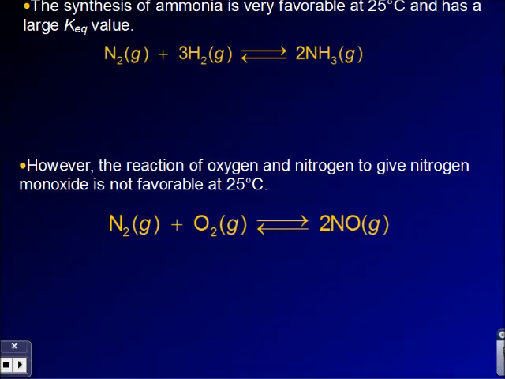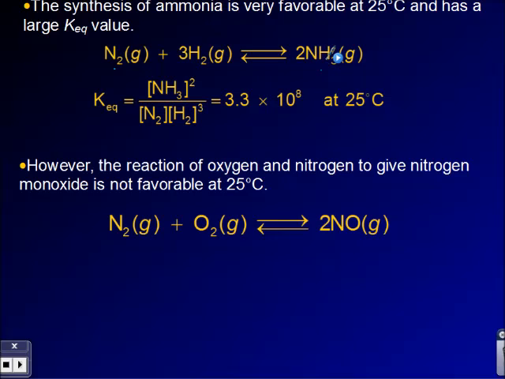As a quick example, if I had this expression for nitrogen plus hydrogen goes to NH3, ammonia, the KEQ for this is actually a very large number. Notice the 10 to the 8th value. It's a very, very big number. This reaction would be very favorable because it's a very large number.